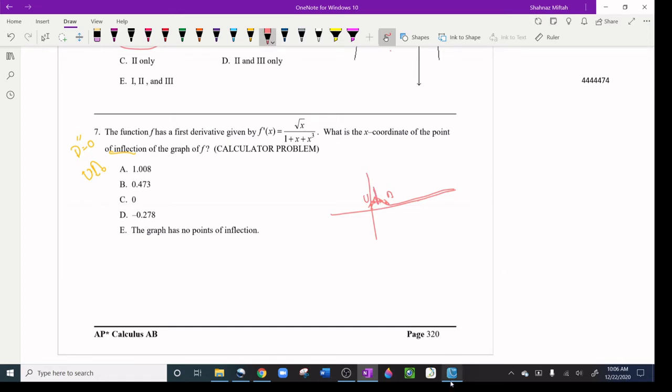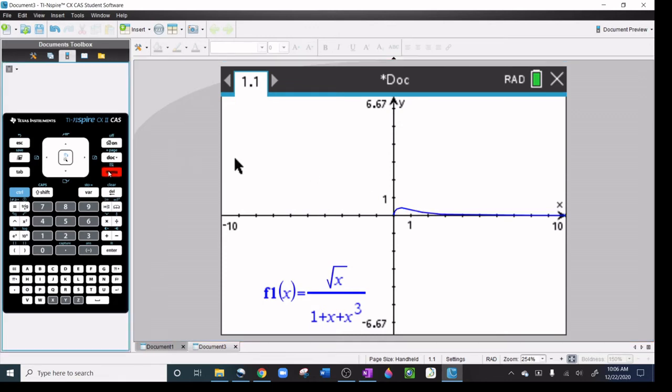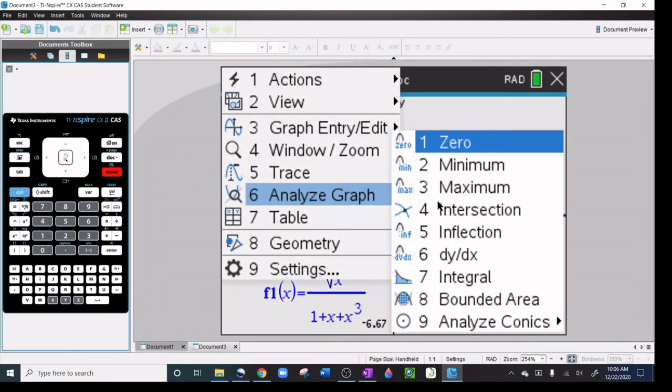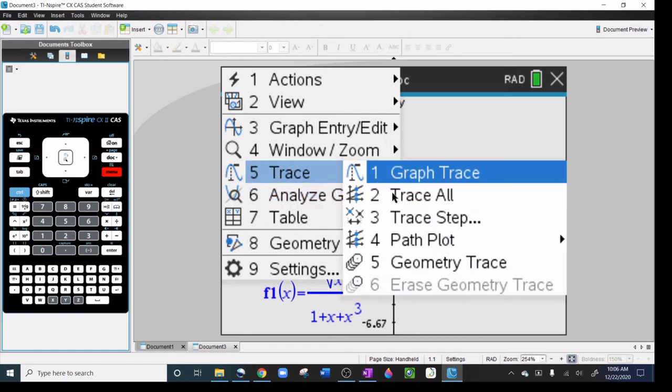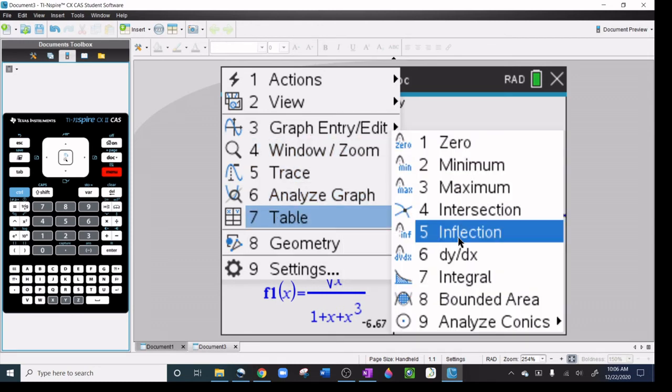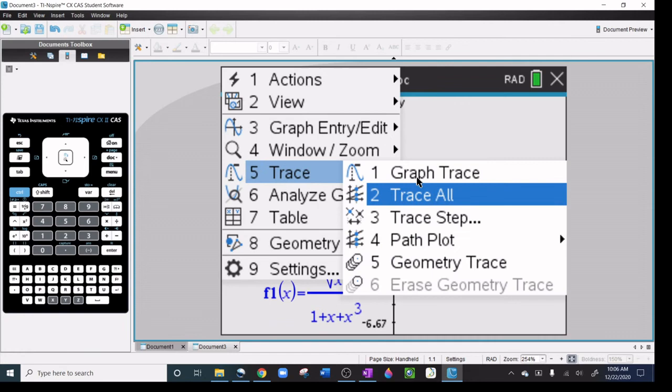So I'm going to go back and check what that point is. This point I'm talking about. So I'm going to go to menu and I'm going to go analyze probably, or maybe trace. I'm not doing, you guys pay attention, I'm not doing inflection. The reason I'm not doing inflection is because the graph that I have, it's not f double prime. That graph is the first derivative.